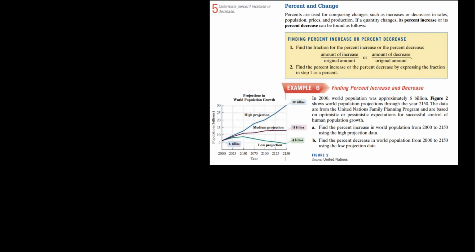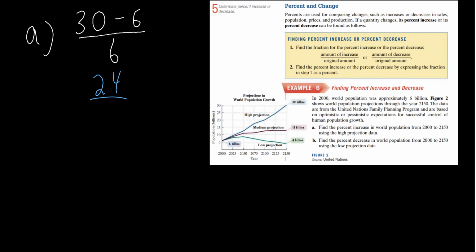So let's go ahead and write the 24 like that. We would say the 30 billion minus 6 billion over the original amount, which is 6 billion. That would turn into 24 divided by 6, which is equal to 4.